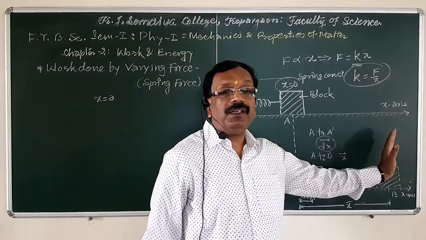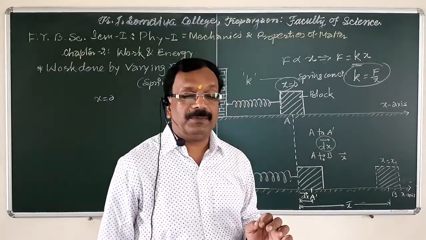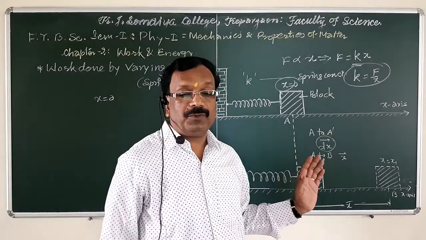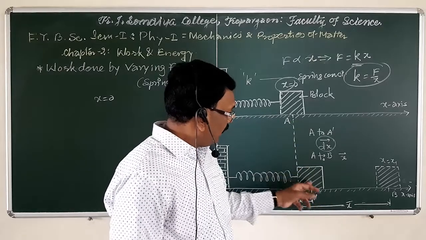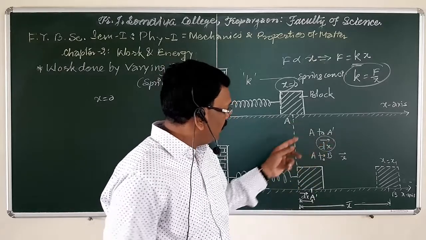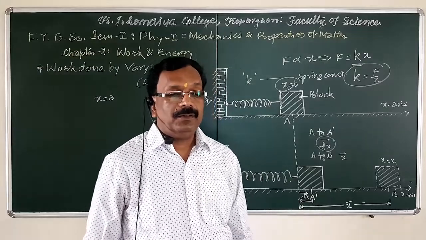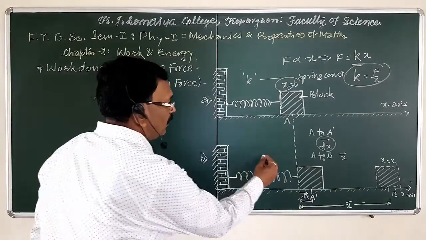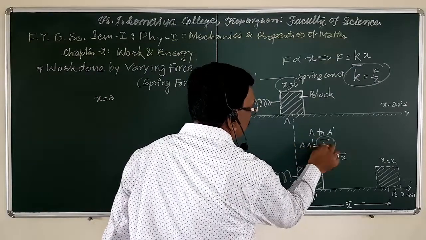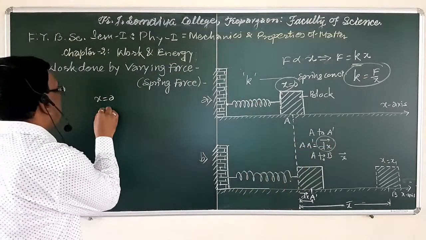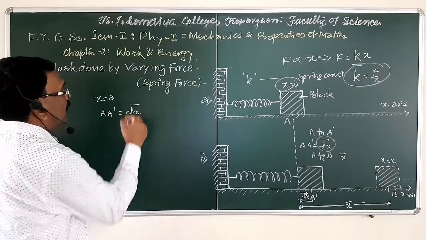But this is finite displacement. Okay. Now here we want to calculate the work done for infinitesimal displacement. So suppose that the block moves from A to A prime. That is, from this position to this position. Such that A to A prime is equal to dx bar.